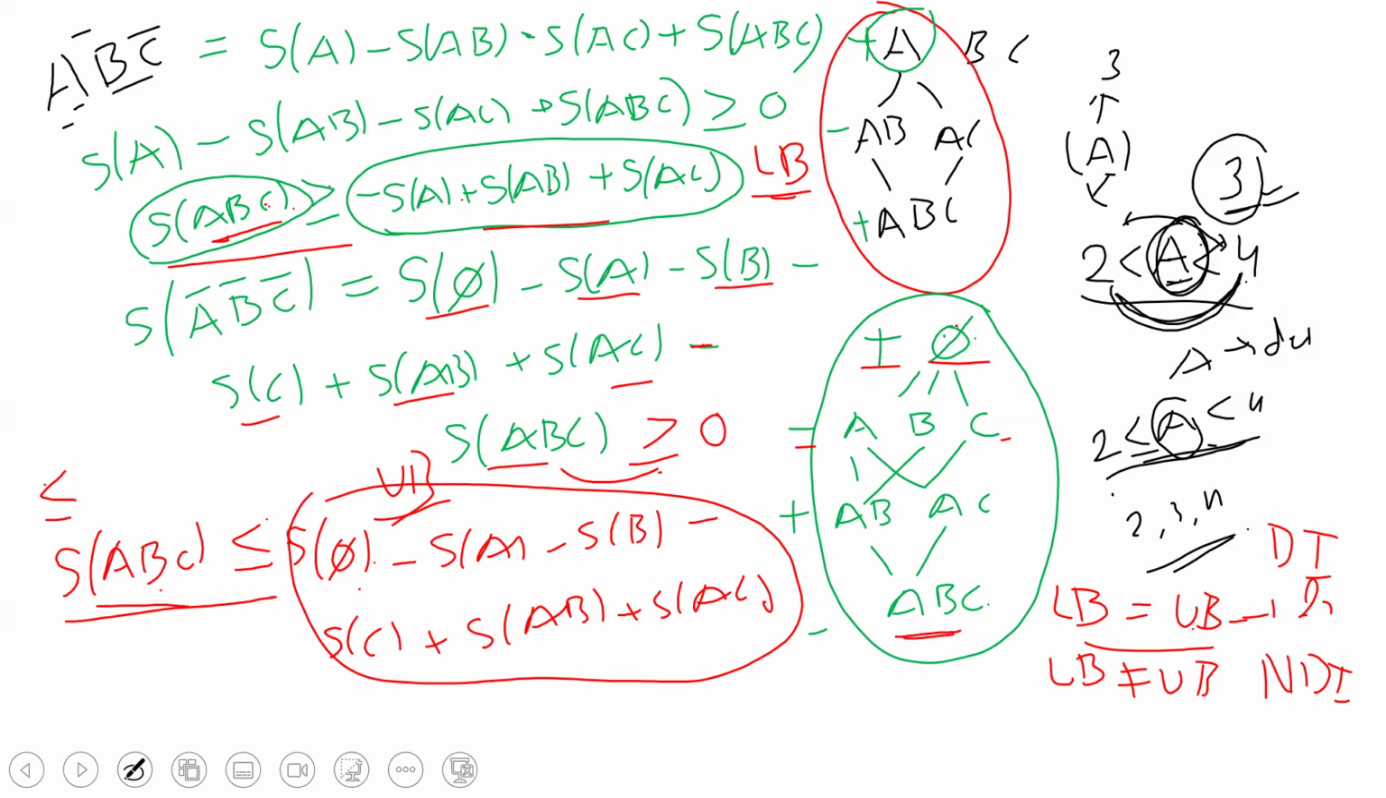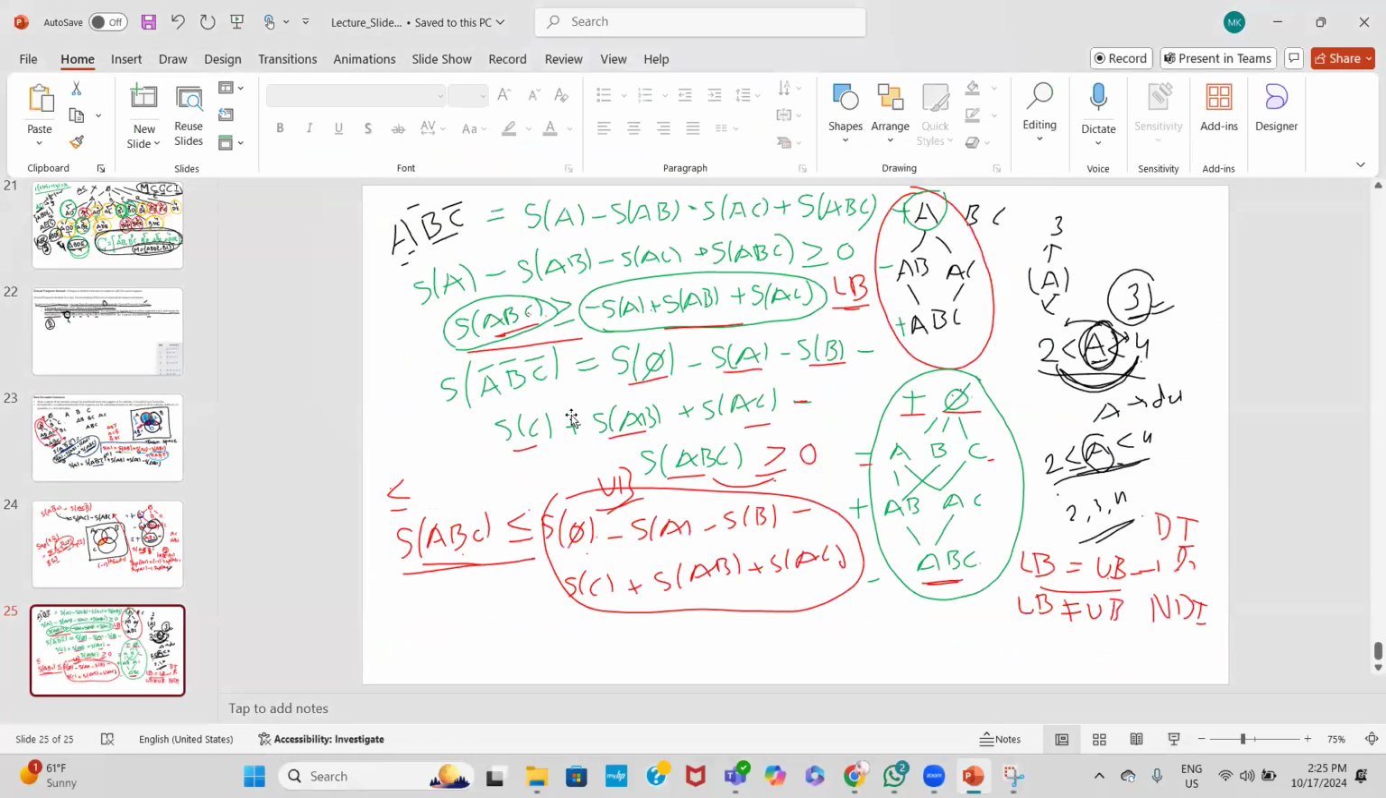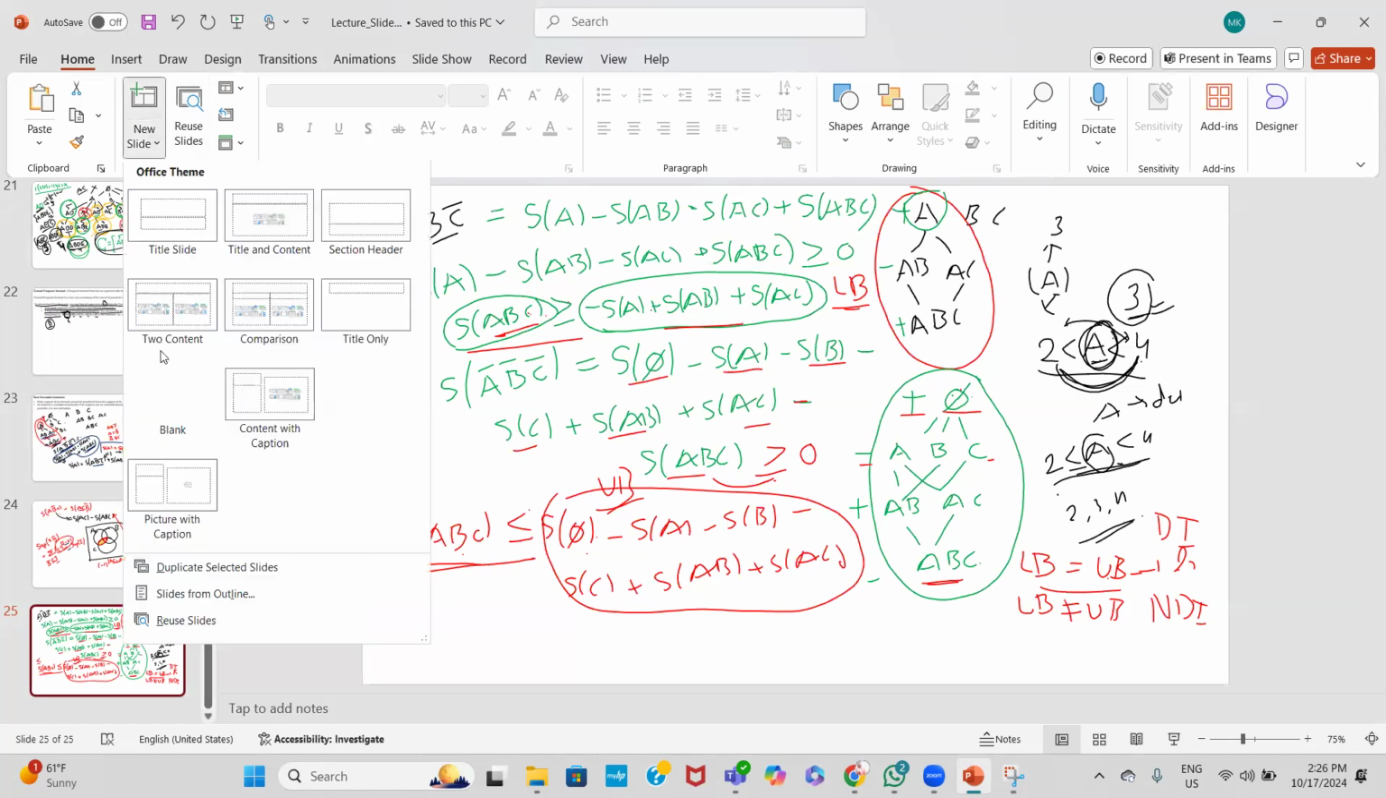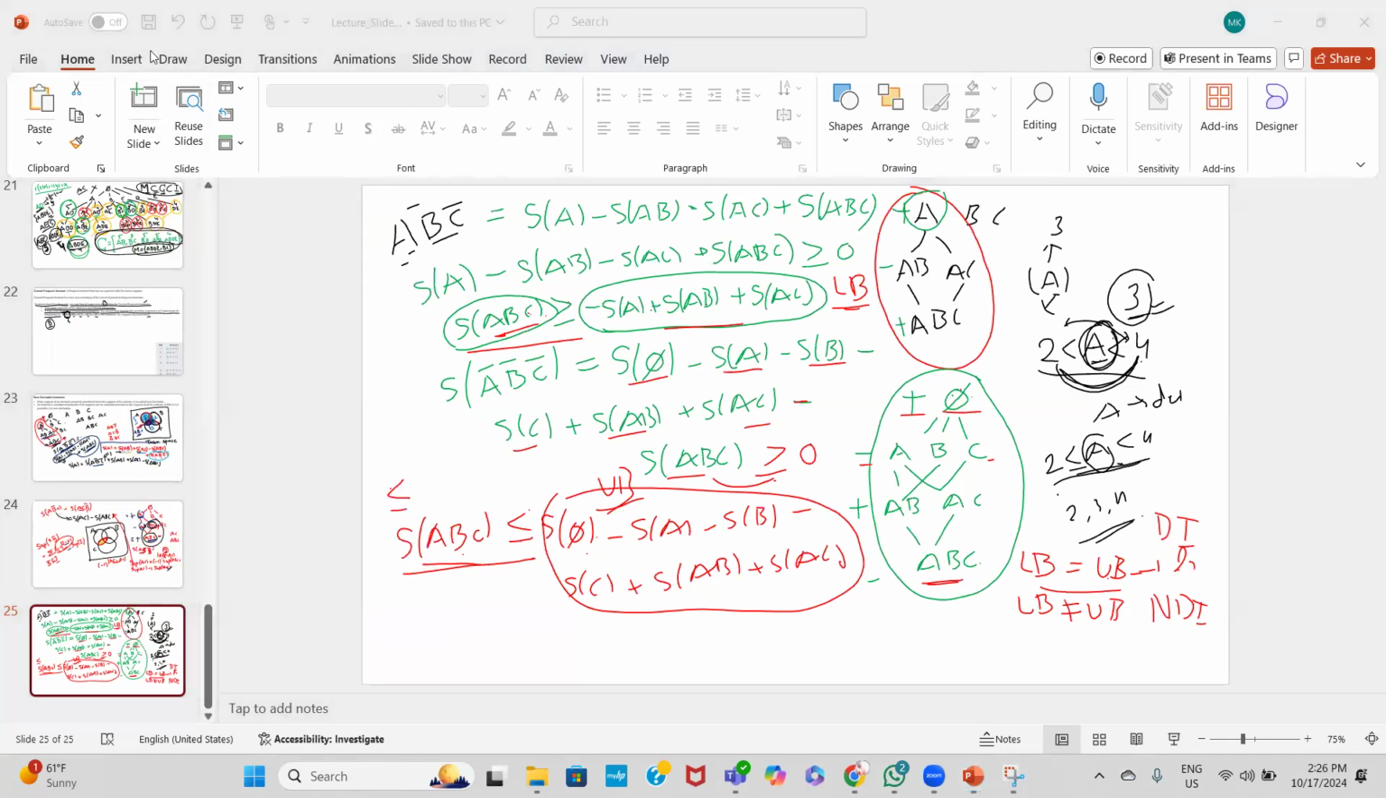Now let's suppose you are asked to find out whether a given item set is non-derivable or not. When the lower bound is not equal to the upper bound, such item sets are called non-derivable item sets. If the lower bound is equal to the upper bound, such item sets are called derivable item sets. Now you're given this, and you're asked to find out.